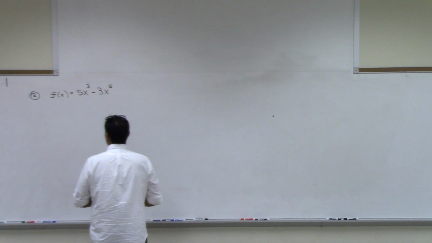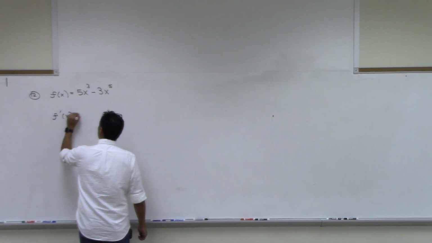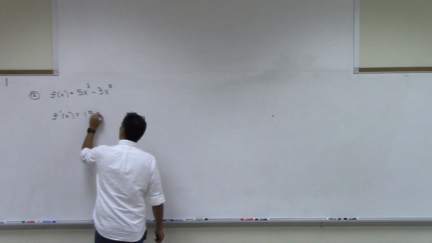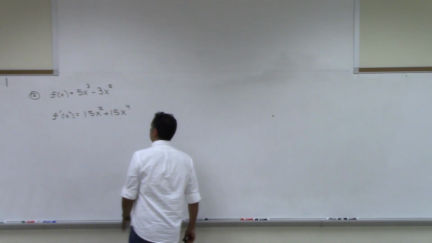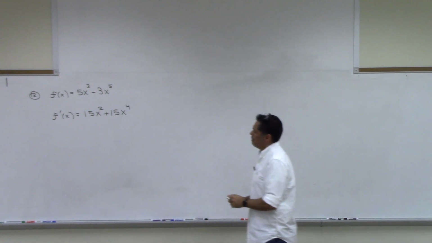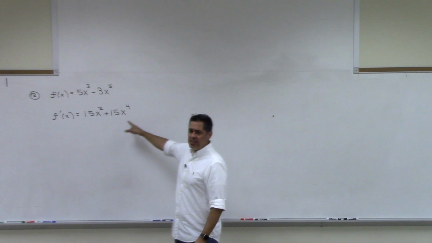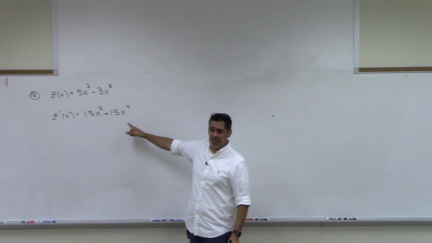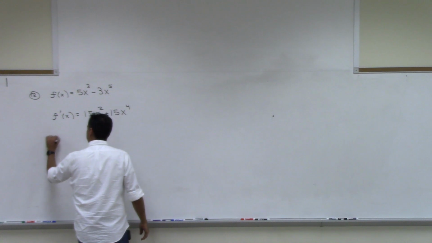Should be pretty straightforward. I'm going to need the derivative first. Let me get that derivative. The derivative of this is 15x squared plus 15x to the fourth. That's just using our power rule. And so now we find the critical numbers here. So we set this equal to 0, and then we figure out where it doesn't exist. So where is this derivative equal to 0?